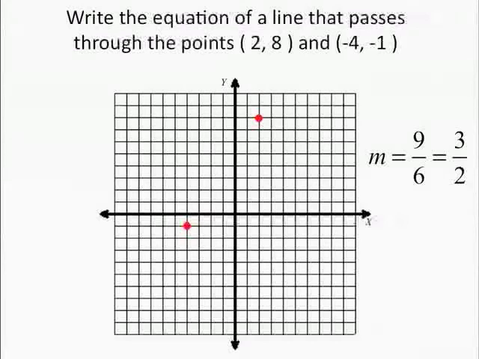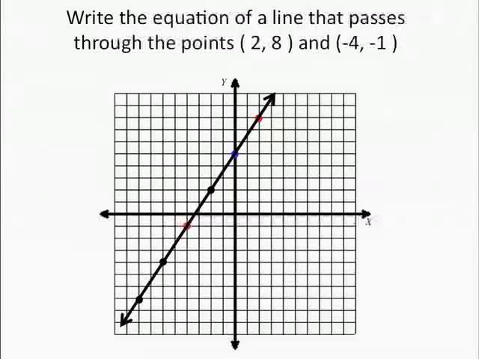Using this slope, we can plot more points on our grid. We may choose to start at (-4, -1) and move up 3 units and right 2 units to plot the next points. Continuing this process to the edges of our grid will yield enough points to graph our line. In this case, our y-intercept is +5. And again, with our slope being 3 over 2, the equation of our line passing through (2, 8) and (-4, -1) is y equals 3/2 x plus 5.